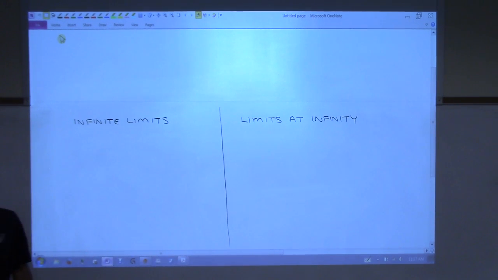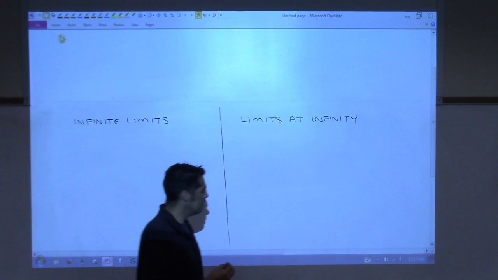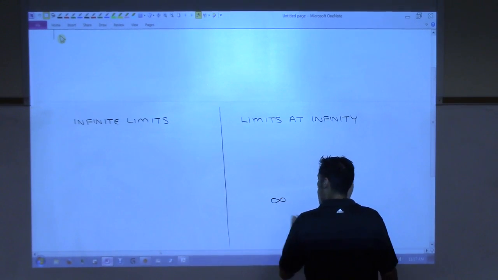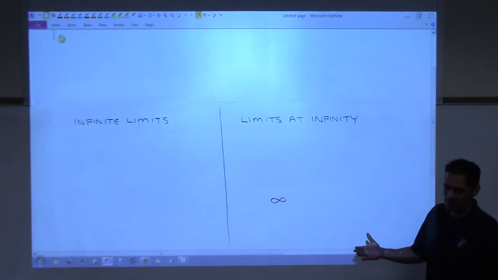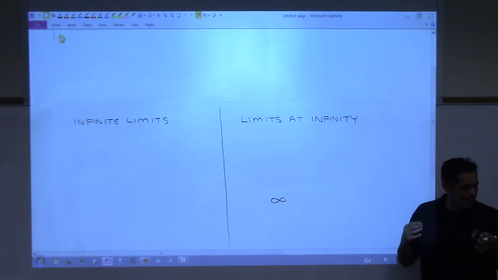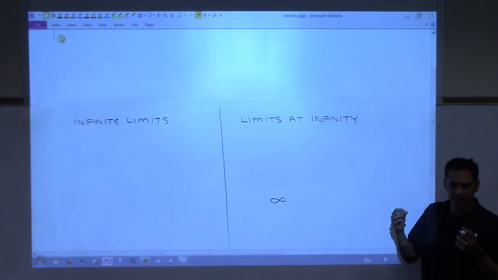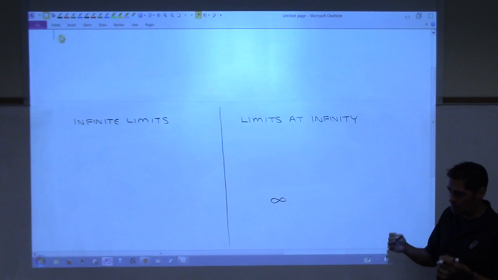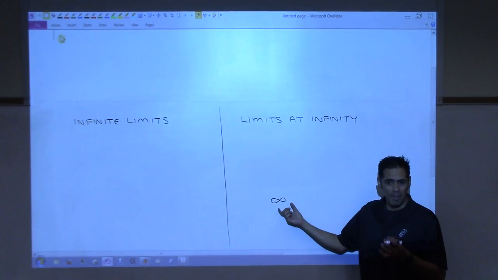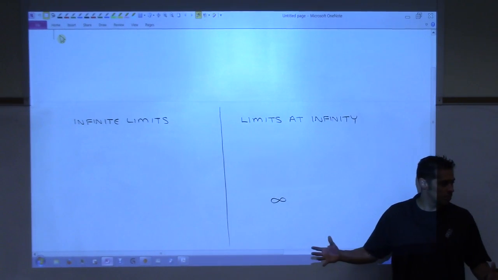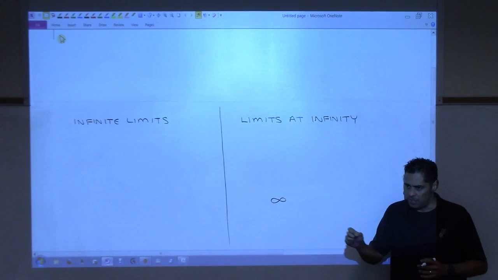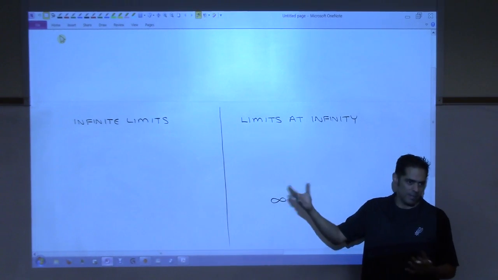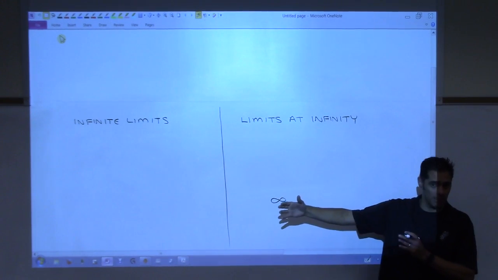an understanding of infinity. Are we all clear that this symbol represents infinity? And that infinity is not a number. Infinity is an idea. The idea is that we have something that's growing without bound. It's getting huge, right? But you can't fix it. You can't say, okay, stop it there, because that's not infinity. Infinity just keeps going, right?